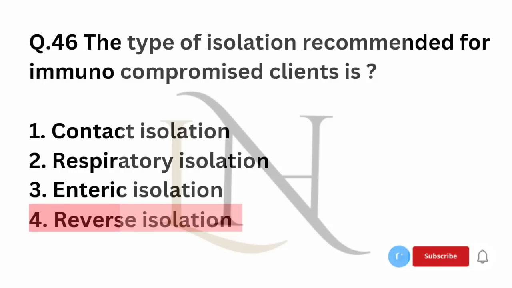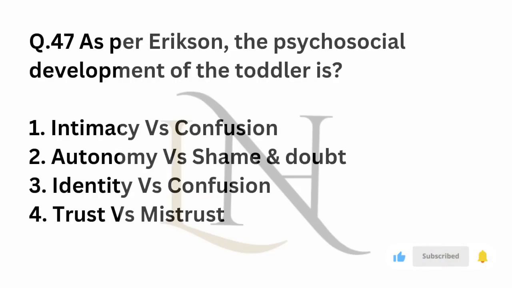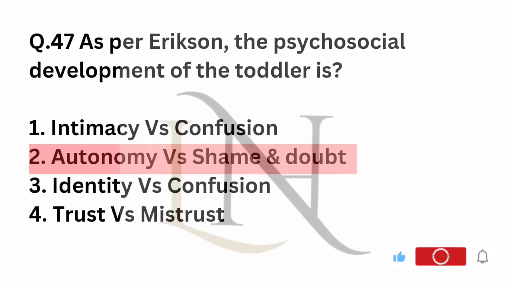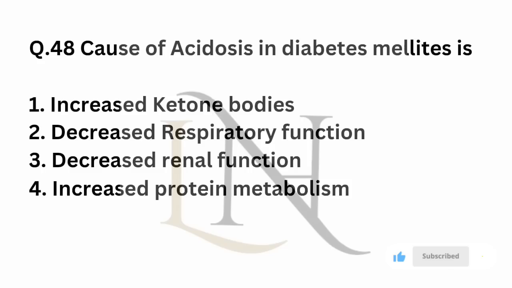Next MCQ. As per Erikson, the psychosocial development of the toddler is option 1 intimacy versus confusion, option 2 autonomy versus shame and doubt, option 3 identity versus confusion, option 4 trust versus mistrust. Answer is option 2 autonomy versus shame and doubt. Next MCQ.